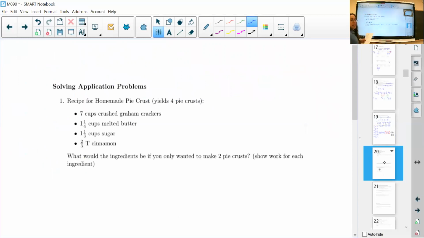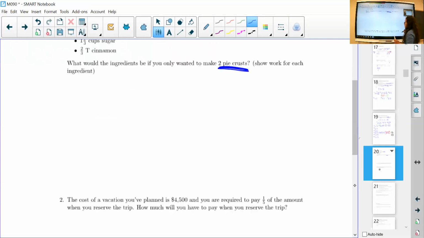So we have some application problems on page 20. We're making a pie crust. Notice that this gives us 4 pie crusts. We want 2 pie crusts. Think about how we can figure out how many of each ingredient we want. What kind of operation are we doing? What kind of numbers are we using? How are we doing this? Number 2, we've got a vacation, and we're trying to figure out how much we have to set aside ahead of time.